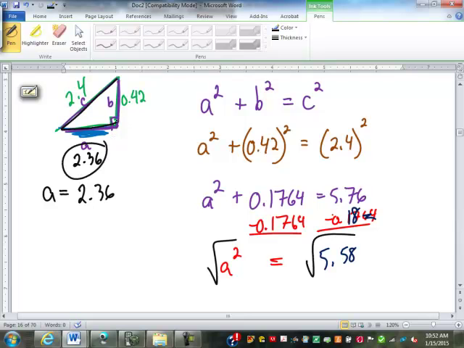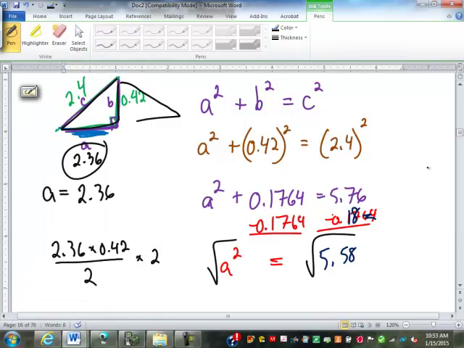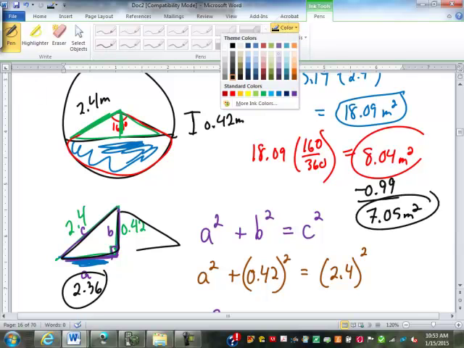So what that means is we have two triangles like this, because remember, there's another one on the other side over here. So we have 2.36 times 0.42 divided by 2 because it's a triangle, but then times 2 because there's a second one of them. So basically it's just 2.36 times 0.42, which is 0.9912, or 0.99, that we're going to subtract from this. So it's 7.05 square meters. Is that what the back of the book was saying? Okay. Yep.